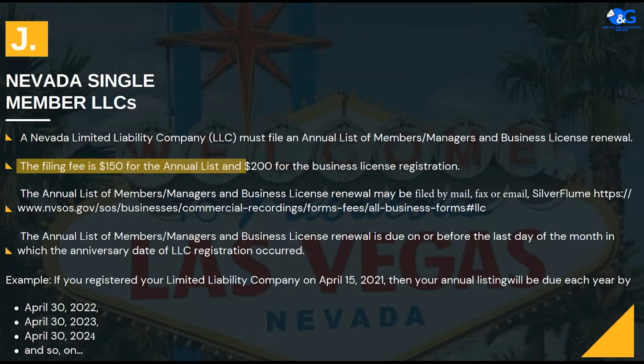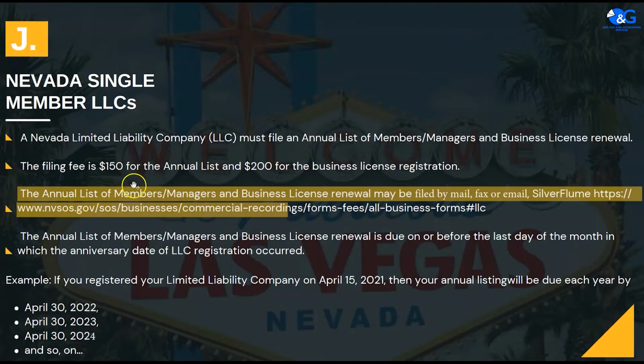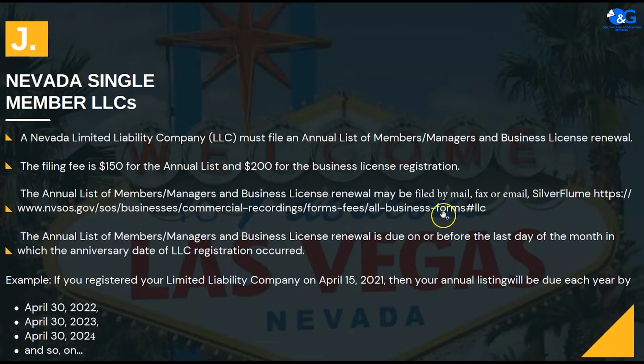Now, the filing fee for the annual list is $150, and then there's $200 for the business license renewal. When you combine this, you're paying close to $350 for keeping your LLCs active in Nevada. The annual list of members, managers, and the business license renewal may be filed by mail. Once you complete the forms, you can mail it, fax it, or email it. And I'm going to show you what these forms look like in a bit.